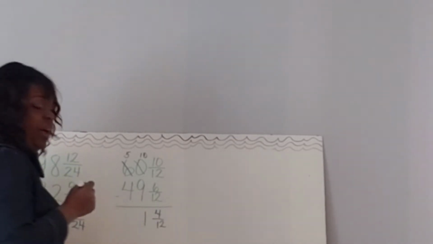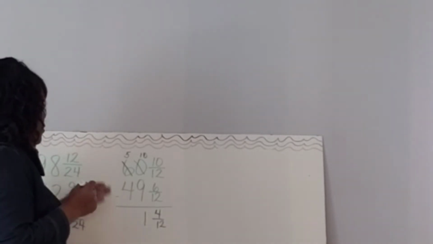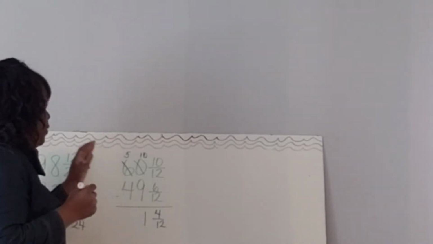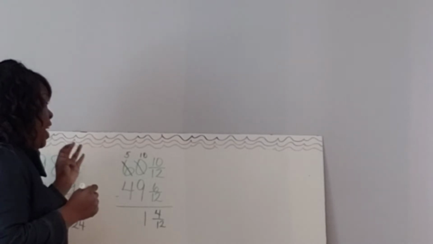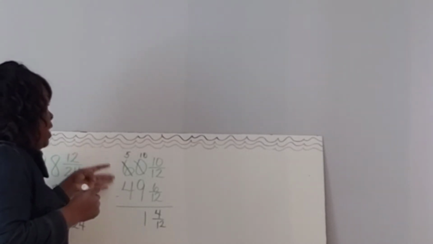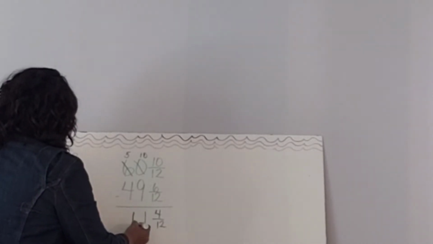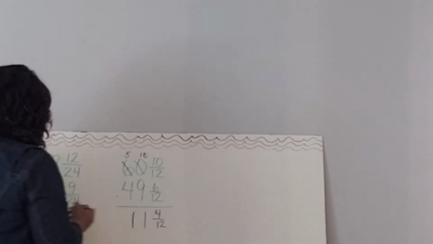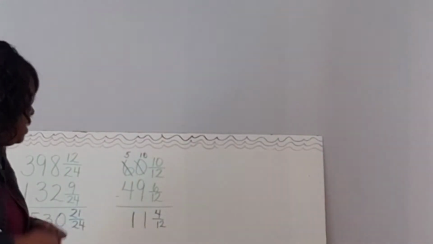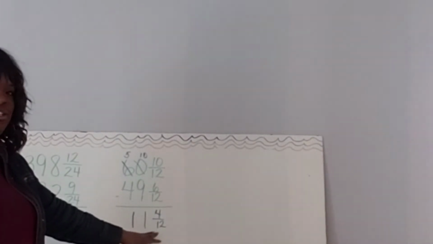1 piece left over, 1 pie left over. And then Mr. 10 had 6, but now he has 5, but he only has 4 friends, so he also has a pie left over. So he has 1 as well. So our answer is 11 and 4/12.